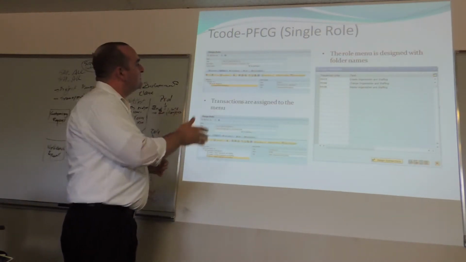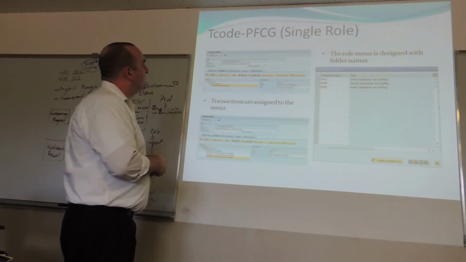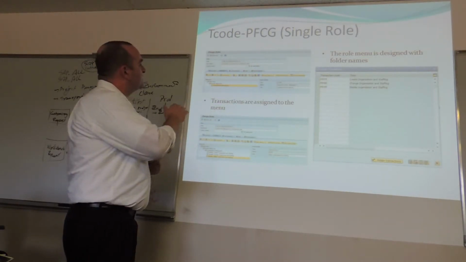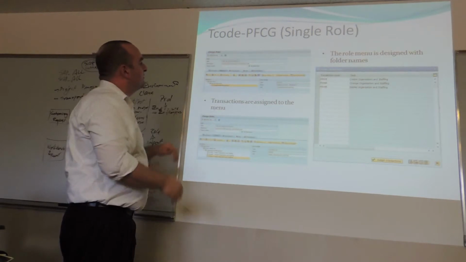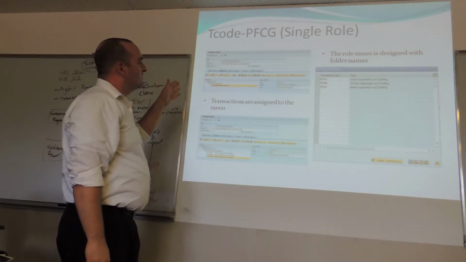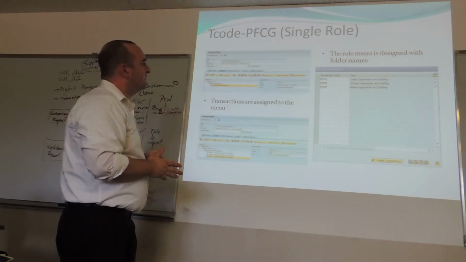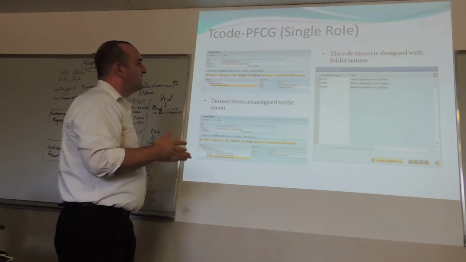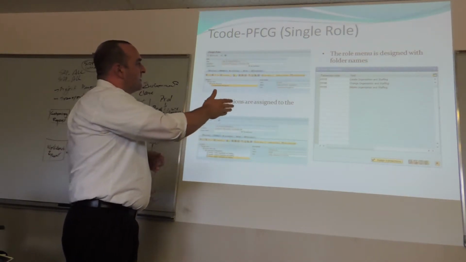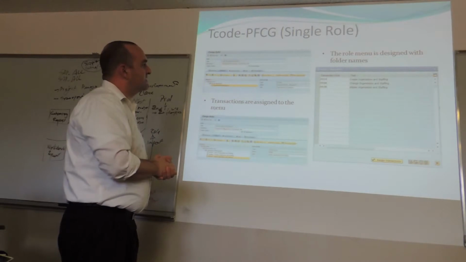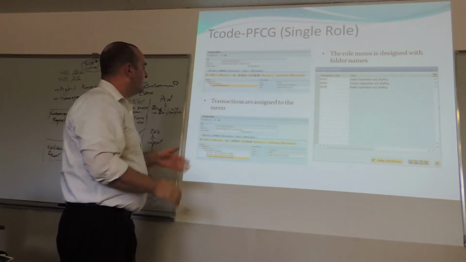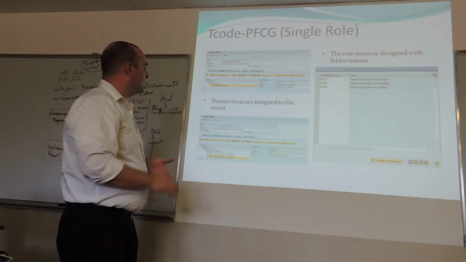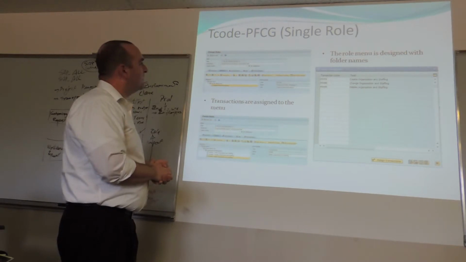And furthering the single role, you would design the menu. You would start off with the folders which the functions are contained in, basically location. Here they added the transaction code, and then you would assign it to the menu that you created for them.